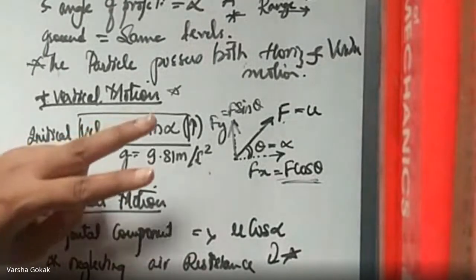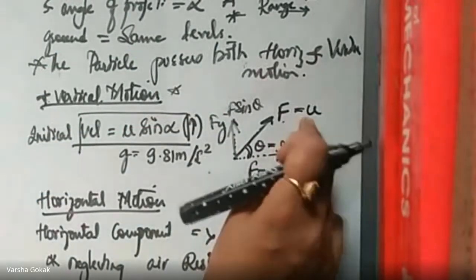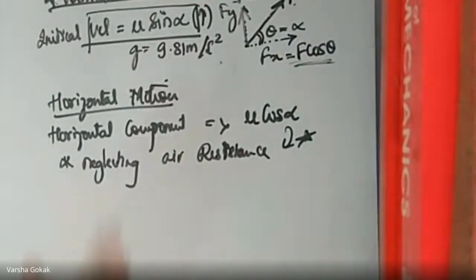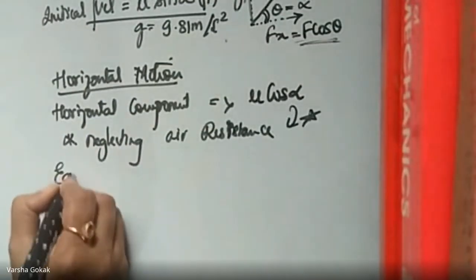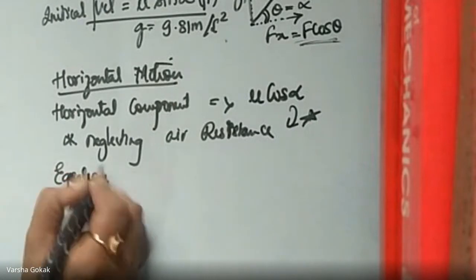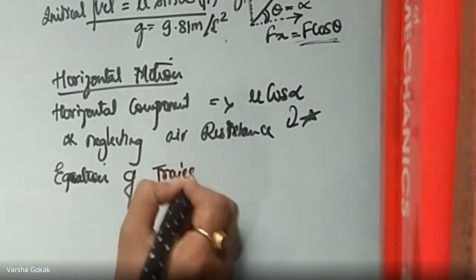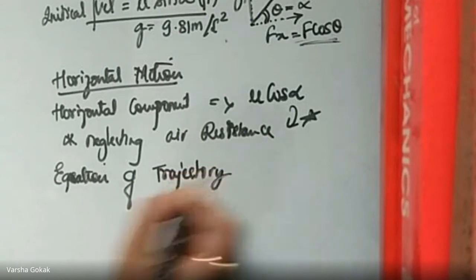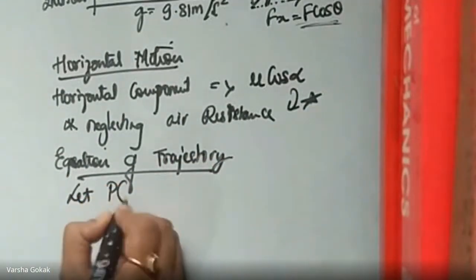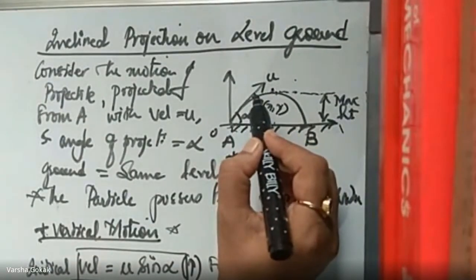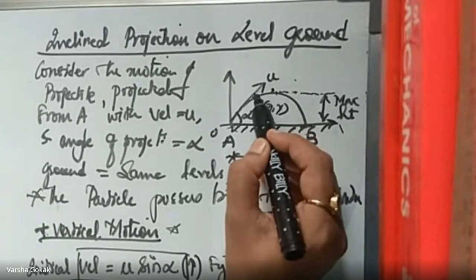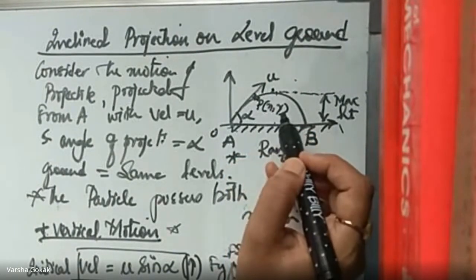So when we talk of a particle, it has two motions, vertical motion and horizontal motion. Vertical motion is u sin alpha. Horizontal motion is u cos alpha, based on the principle of mechanics, that is, resolution of a force. After this, we have to substitute it in the equation of trajectory. So what is this equation of trajectory? Consider a point P with coordinates x and y. We have already seen this: we have considered a point P on the curve, not the maximum point, somewhere here.